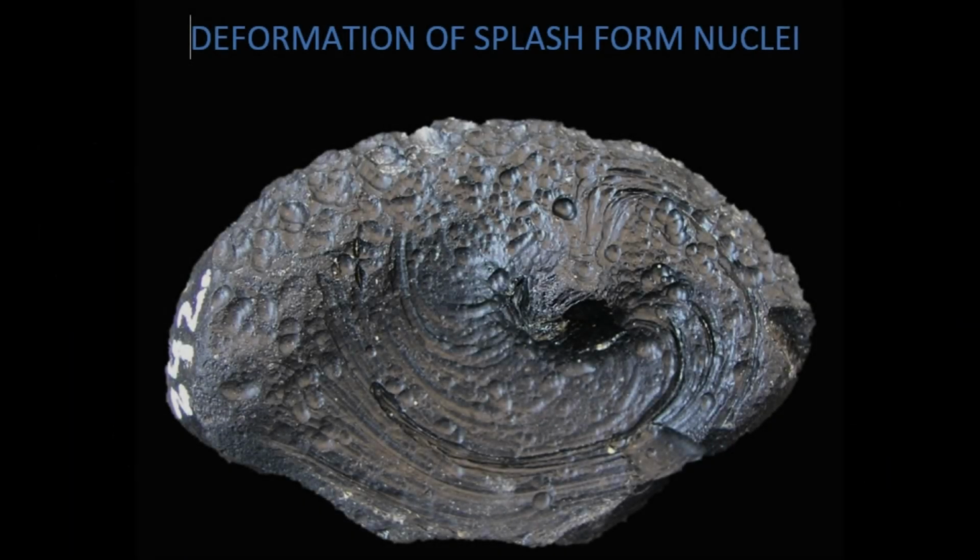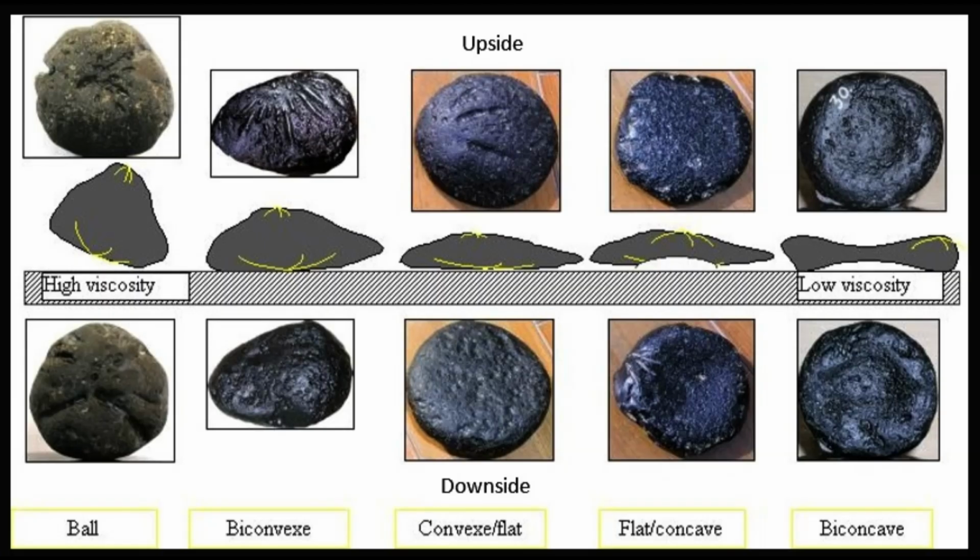Deformation of splash-form nuclei includes an endless variety of forms. Some patterns can be ascribed to viscosity and gravitational deformation. But also, the ejection path, rotation and downside heating of trapped air play a role. This is an illustration of nuclei forms, dependent on viscosity and gravity. High viscosity results in spheric nuclei, while lower viscosity results in flatter forms, some with a bottom cavity from trapped heated air, after landing.